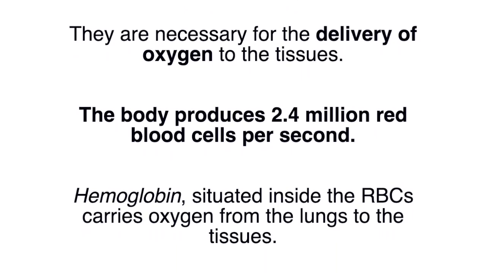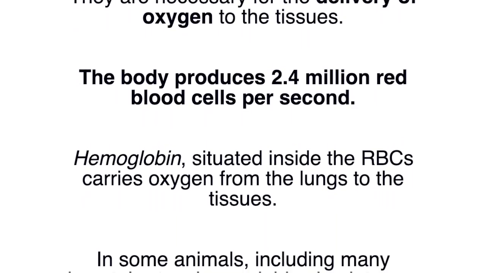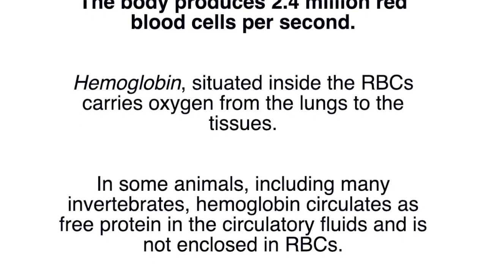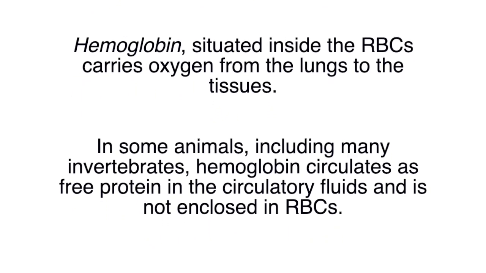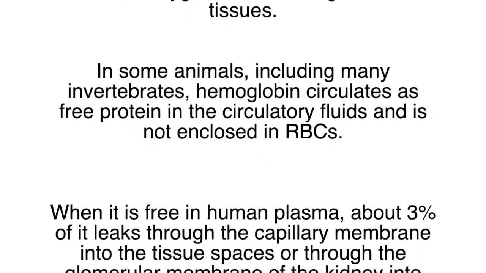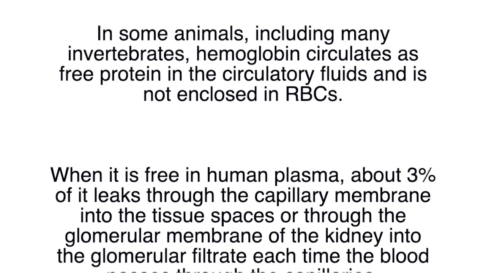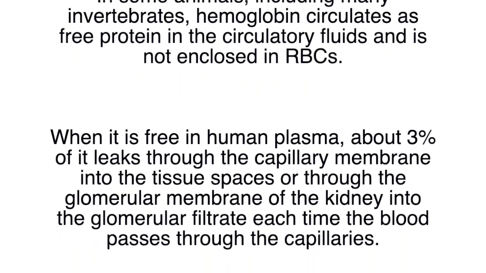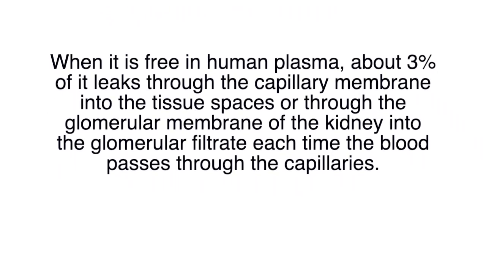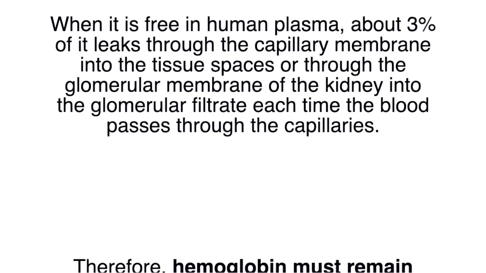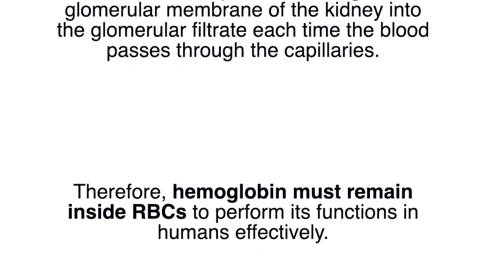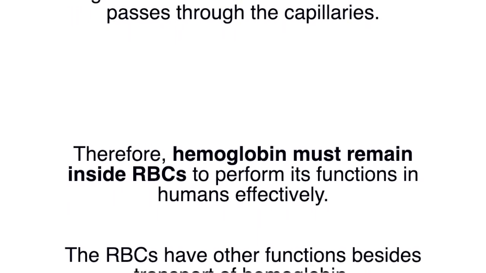In some animals, including many invertebrates, hemoglobin circulates as free protein in the circulatory fluids and is not enclosed in RBCs. When it is free in human plasma, about 3% of it leaks through the capillary membrane into the tissue spaces or through the glomerular membrane of the kidney into the glomerular filtrate each time the blood passes through the capillaries. Therefore, hemoglobin must remain inside the RBCs to perform its functions in humans effectively.